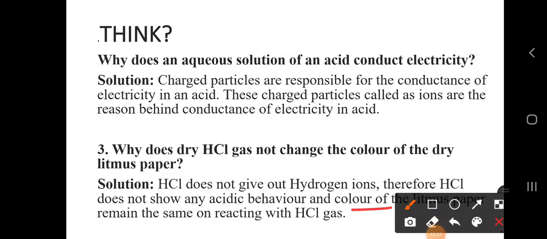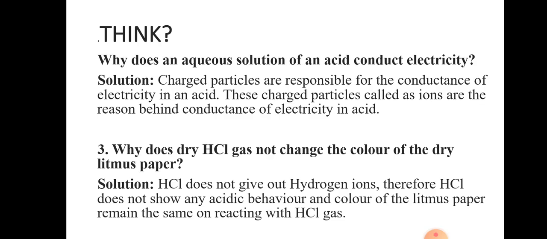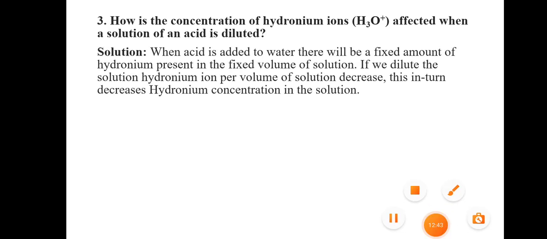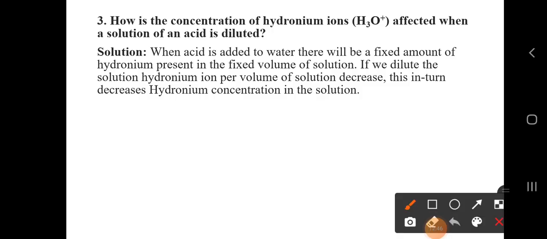As we have discussed, some of the questions we have to analyze and search for the answers. How is the concentration of hydronium ion, H3O+, affected when a solution of an acid is diluted? What is the effect on the hydronium ion when the acid is diluted? When acid is added to water, there will be a fixed amount of hydronium ion present in a fixed volume of solution. So if we dilute the solution, hydronium ion per volume of solution decreases.